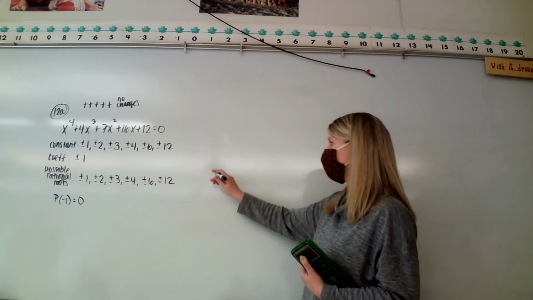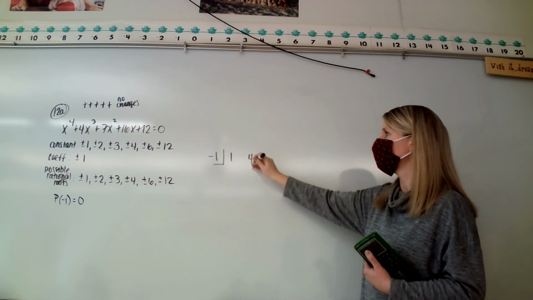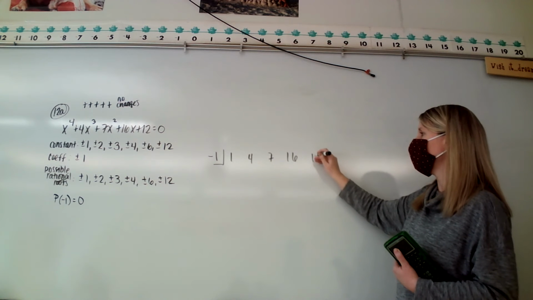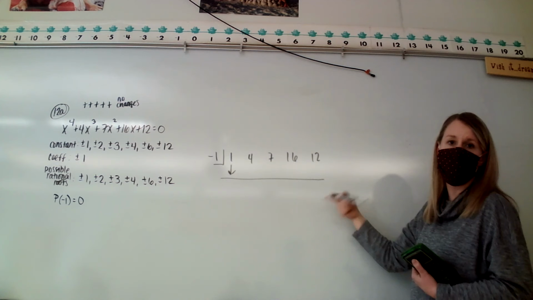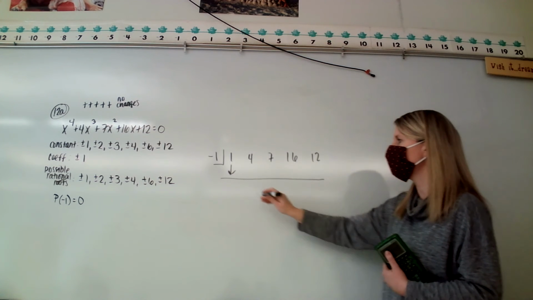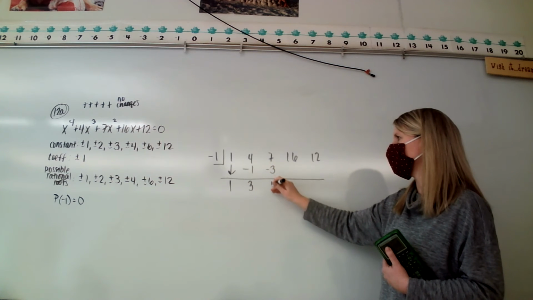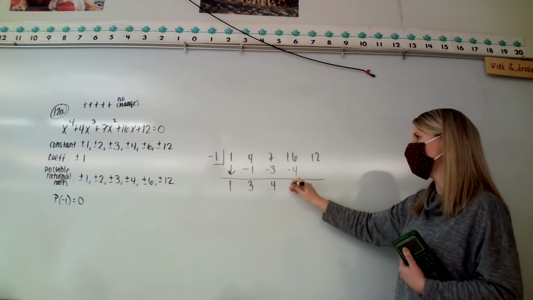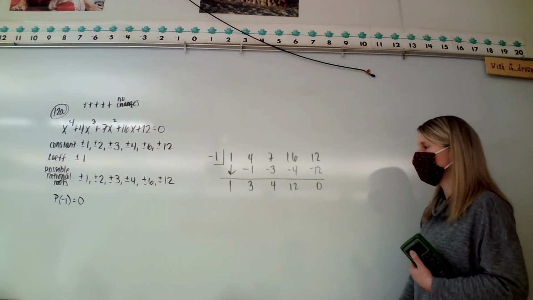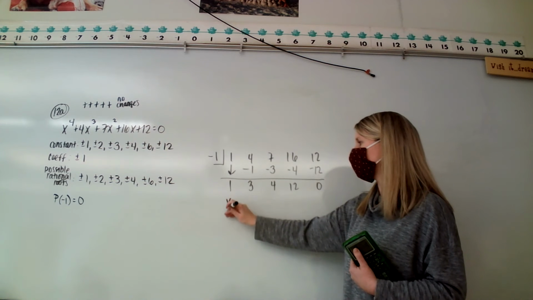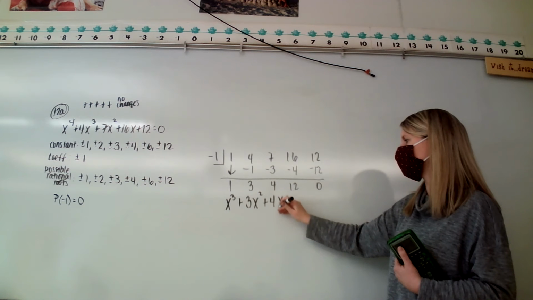And now let's do the actual synthetic division. Remember one thing with synthetic division, since we're saying this is a root, your remainder should be 0. So just little things to be on the lookout for. So this is 1, that's -1, is 3, is -3, is 4, is -4, is 12, is -12, is 0. Okay, so we end up with just x to the third plus 3x squared plus 4x plus 12.